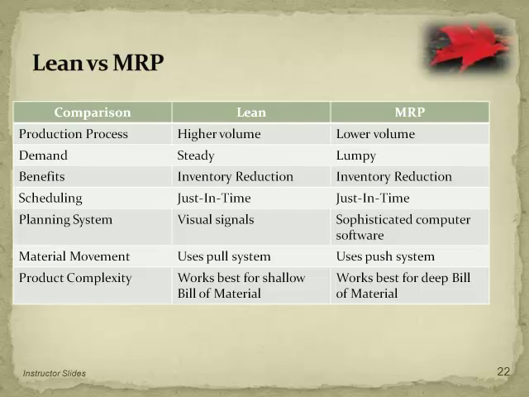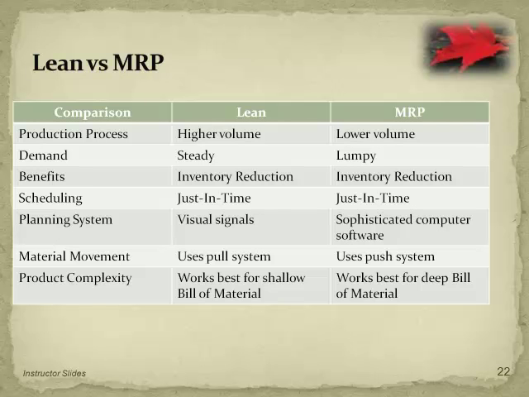So let's end this chapter by discussing the differences between lean and MRP, which we reviewed in a previous chapter. From a production process perspective, lean works best where we have higher volume, where MRP works best where we have lower volumes. From a demand perspective, lean works best where we have a steady, level loading type of demand, where we produce about the same amount every day, as we said earlier. MRP works best if your demand is lumpy. That is, it varies all over the place.